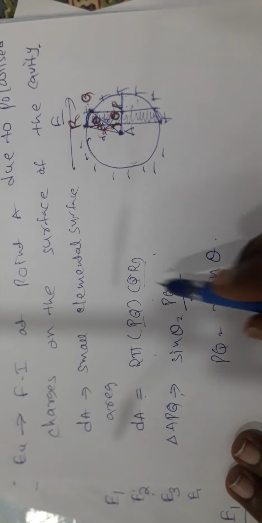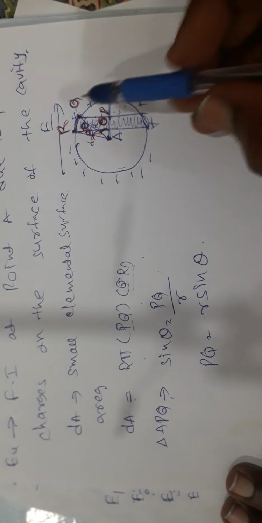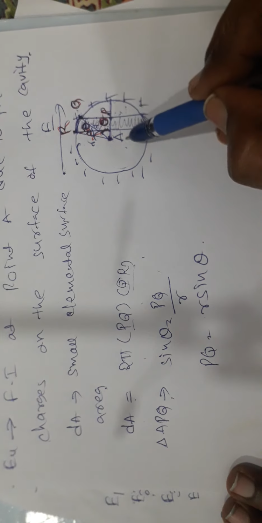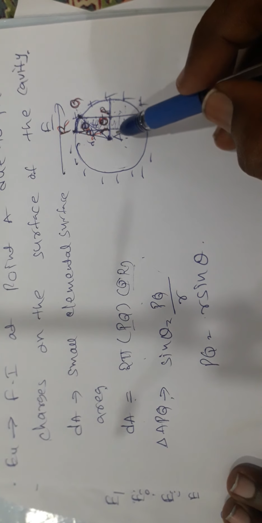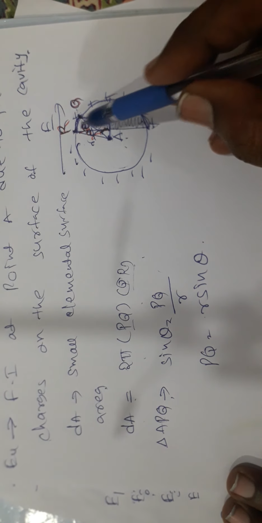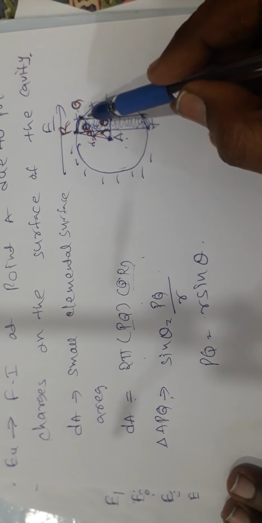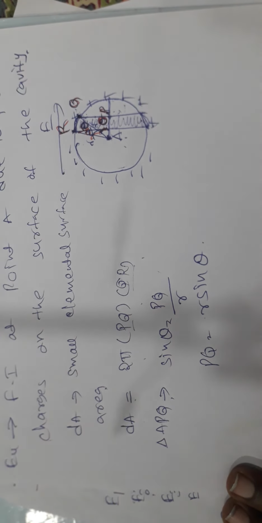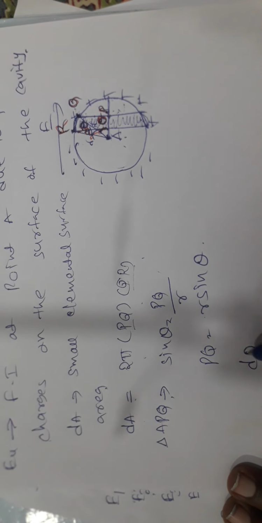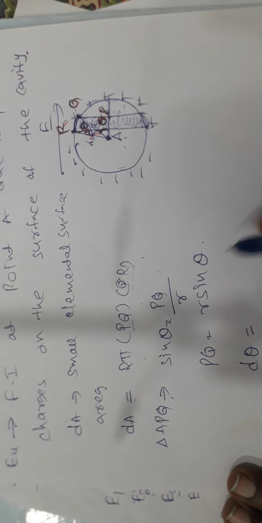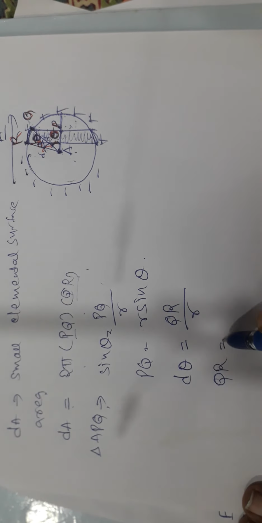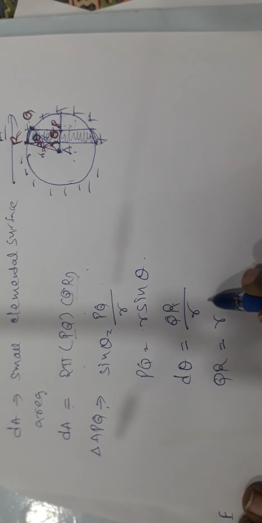Completed. Next QR. We are taking this ARQ, it is a sector. From this sector we calculate d theta, because we want RQ. RQ is taken from the sector: d theta equals QR or RQ by R. This is the sector formula in geometry. So from this equation, QR equals R d theta.